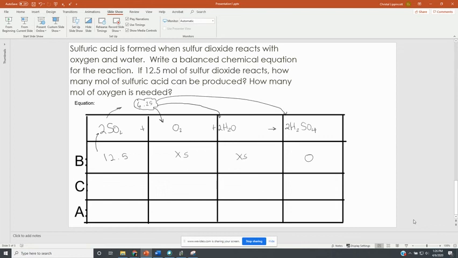Okay. Here I'm going to use up all of this. I'm not going to have any left over. Here I'm going to need 6.25 moles of oxygen, and I'm still going to have an excess amount available. That should be excess. Sorry about that. Over here, I'm going to need to use up 12.5 of my water, but I'm still going to have an excess amount left over. And over here for my sulfuric acid, I'm going to produce 12.5 moles of sulfuric acid.